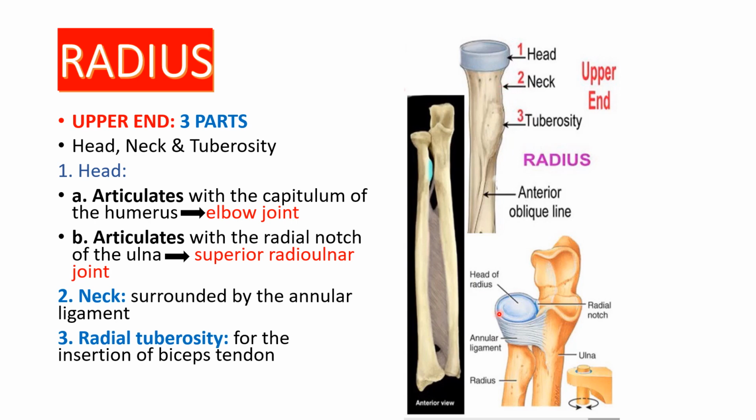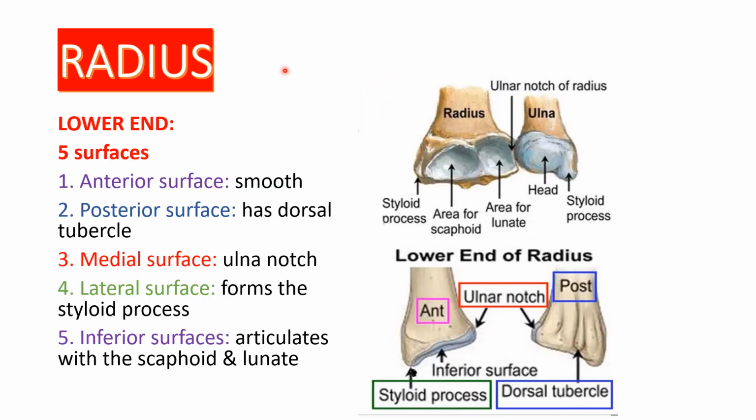So okay, this is the annular ligament, which helps to keep the radius in position. Then the radial tuberosity serves as an insertion for the biceps tendon. The lower end of the radius has five surfaces.